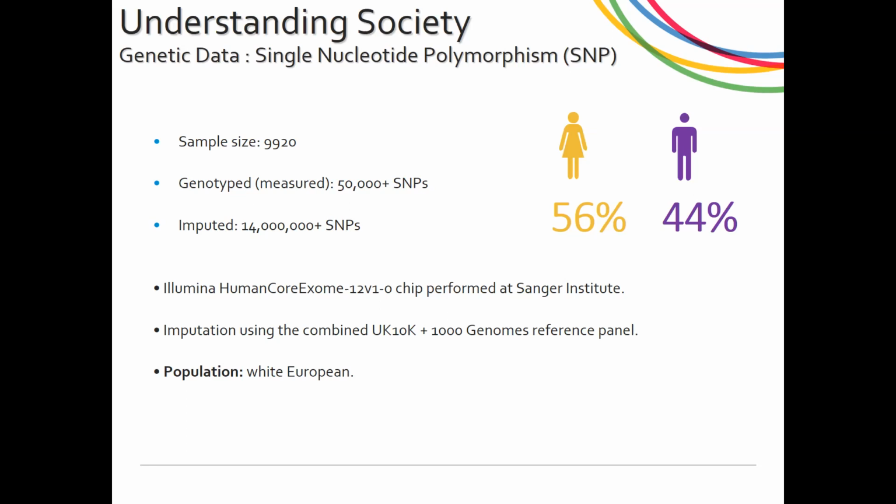The SNP data was measured by the Illumina Human Core Exome chip, and it was performed at the Sanger Institute. It was imputed using the combined UK10K and 1000 Genomes reference panel. The population I want to mention is white European, because sometimes we get inquiries asking if we have genetic data for minority groups, and unfortunately our data is based on a white European sample.